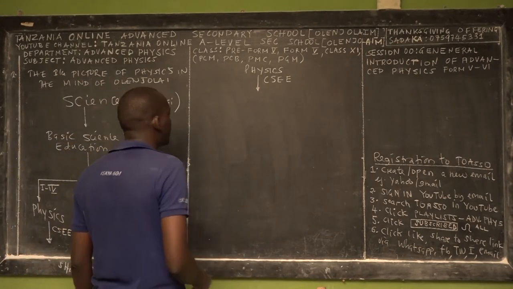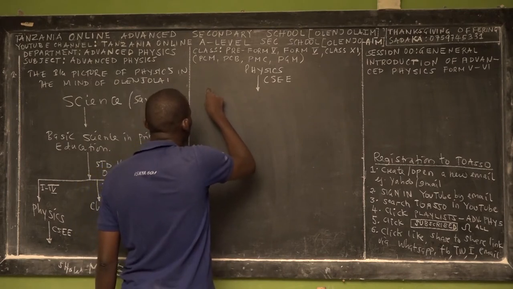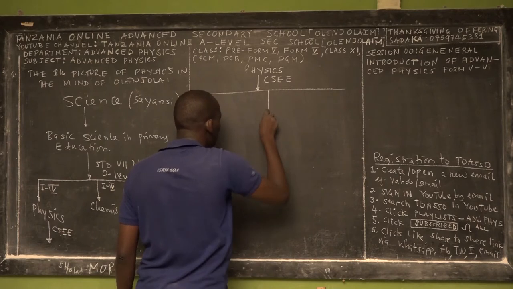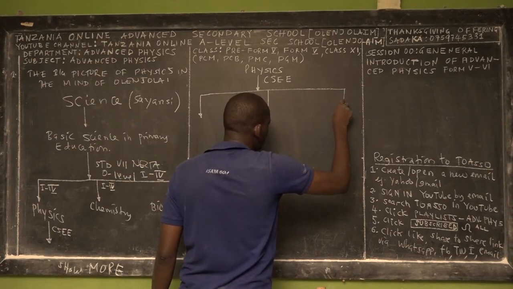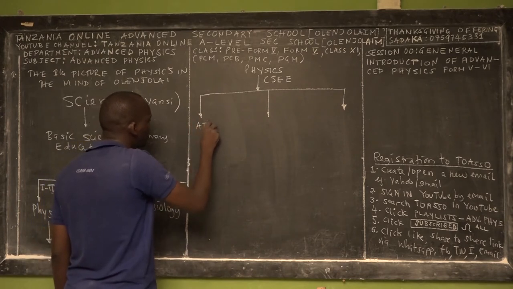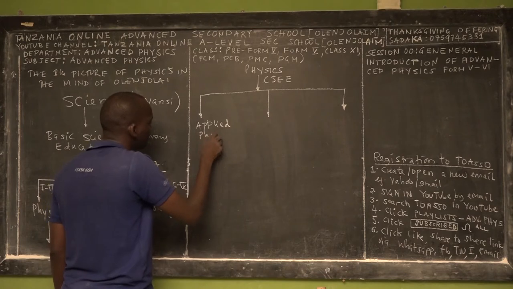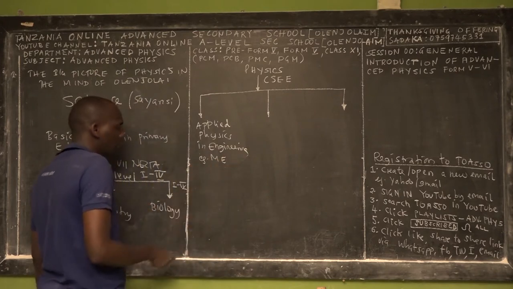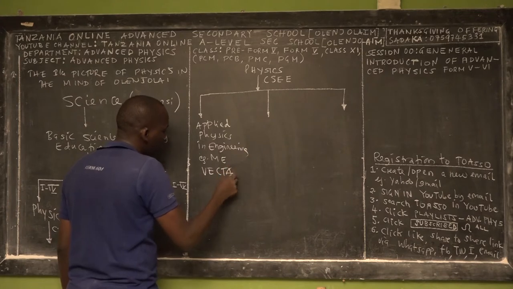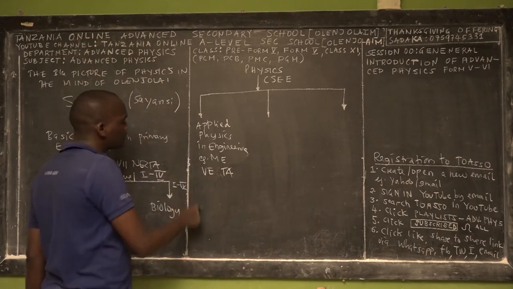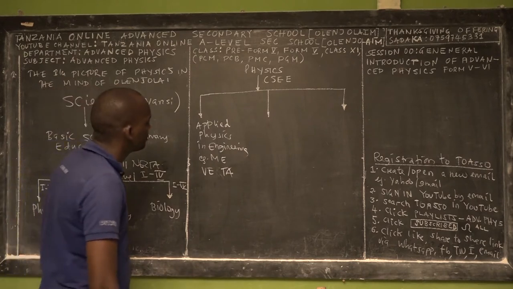Once you pass the certificate secondary education examination, you can take the route of physics in three ways. You can study pure physics, and you can study applied physics. So the first route is applied physics, and this applied physics may be mostly in engineering, for example, mechanical engineering. You may find this knowledge under VETA colleges. In Tanzania, we call it VETA, the long term is Vocational Education and Training Authority. So that is the first route.